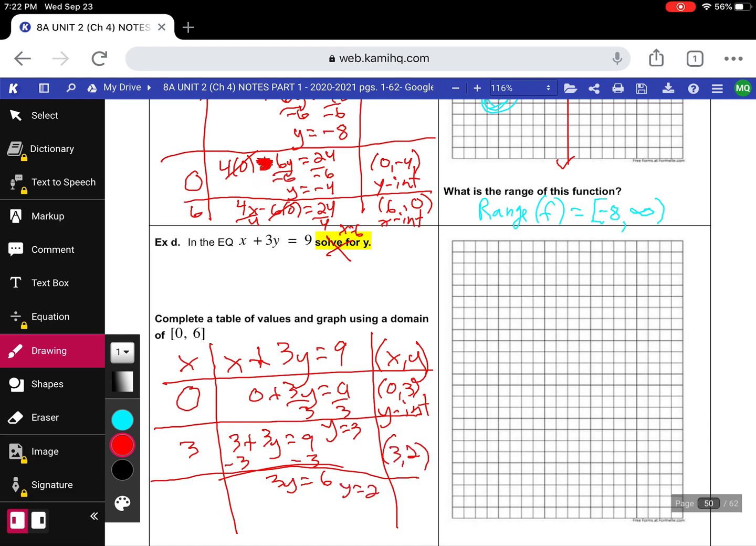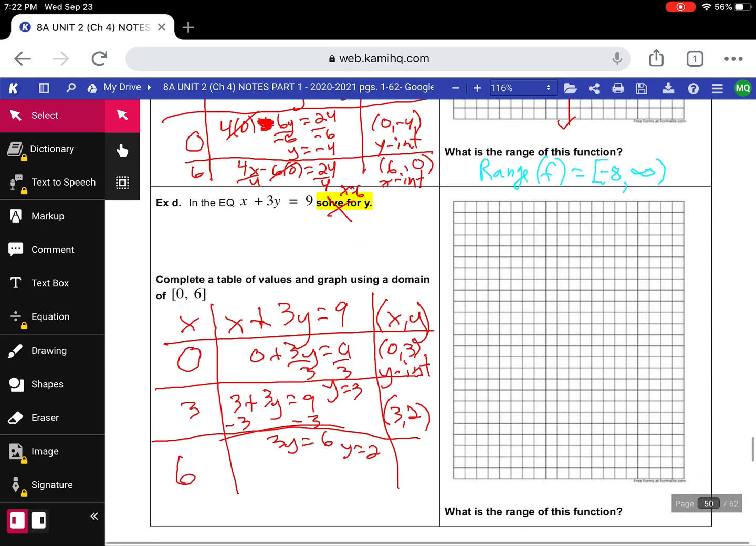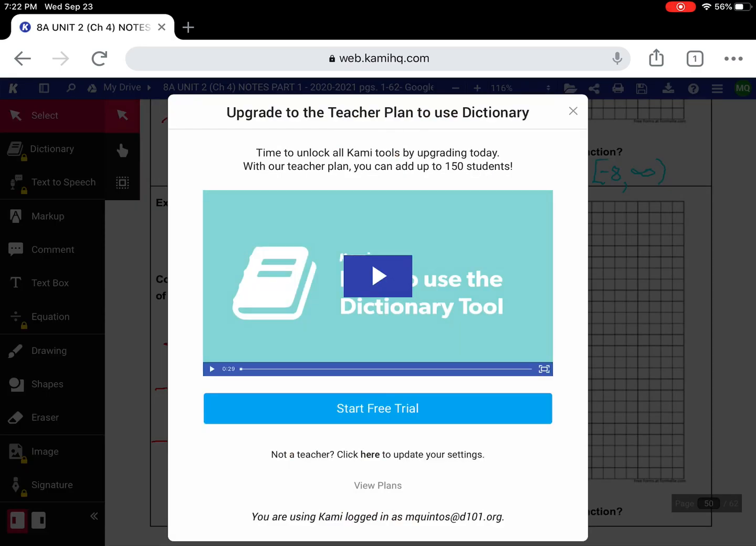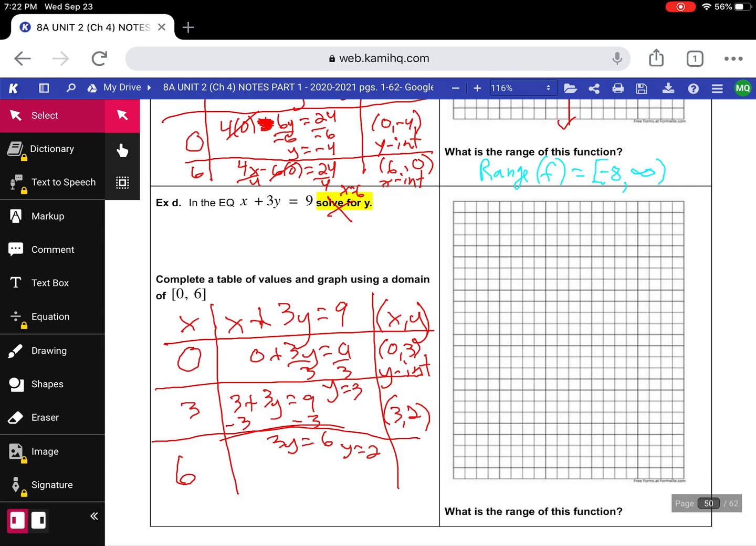So I've got 3, 2. And now you always want to pick your starting point and your ending point. We've got a 6 here. Okay, so I'm going to fill in my 6, and we're going to go up.